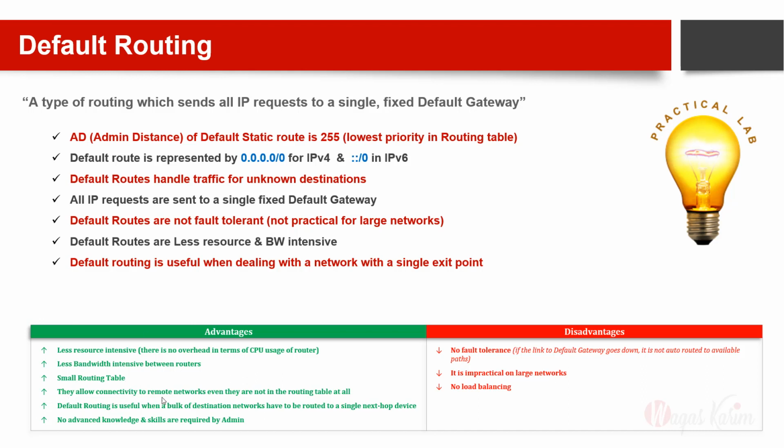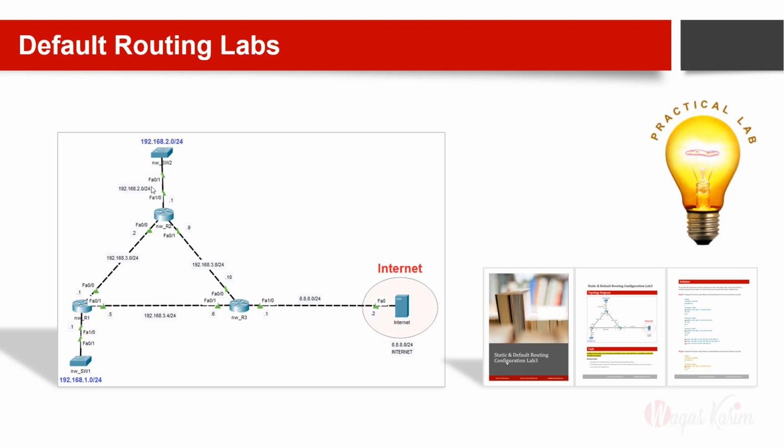They allow connectivity to remote networks, and default routing is useful when a bulk of destination networks have to be routed to a single next hop device or a single default gateway. And no advanced knowledge is needed. Of course, we just need to do the configuration with ip route. For example, if it's a Cisco router, we will just write in the command line ip route 0.0.0.0 0.0.0.0 and then the next hop. That's all. Same as what I have asked you to configure in this lab. So it's very important for understanding. When you do it with your own hands, your understanding will improve.